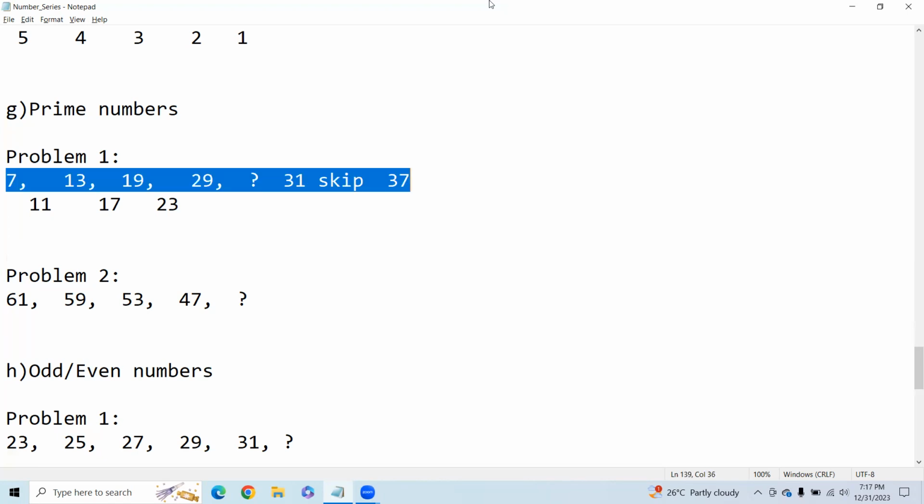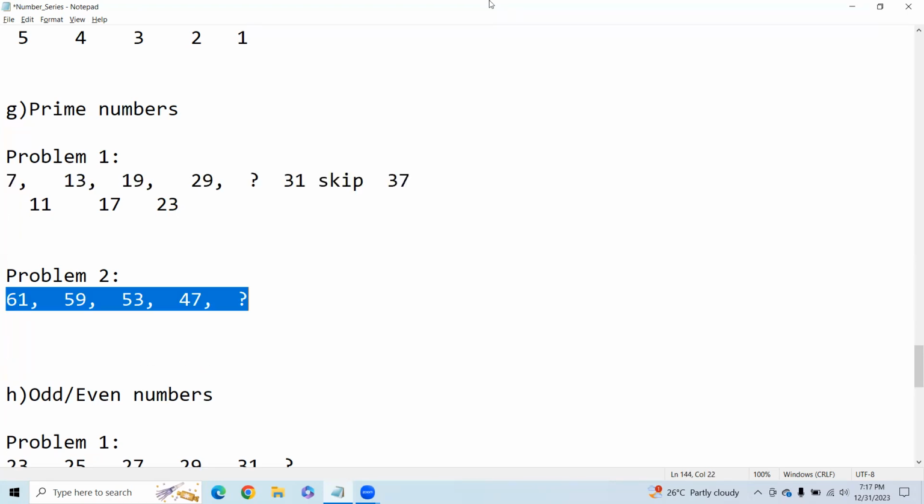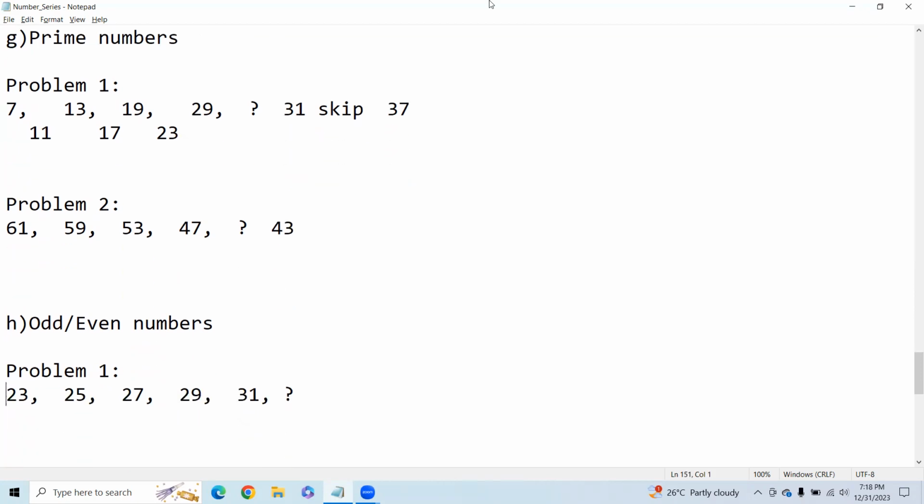So here in problem 1, you see that the prime numbers were in increasing order. We are skipping one prime number and we are getting the next, higher prime number. Now here it's just the opposite. 61, 59. The prime number before 61 is 59. Before 59, you get 53. Before 53, you get 47. Before 47, whatever prime number there is, that is your answer. That is 43. Now let's look at the next approach.